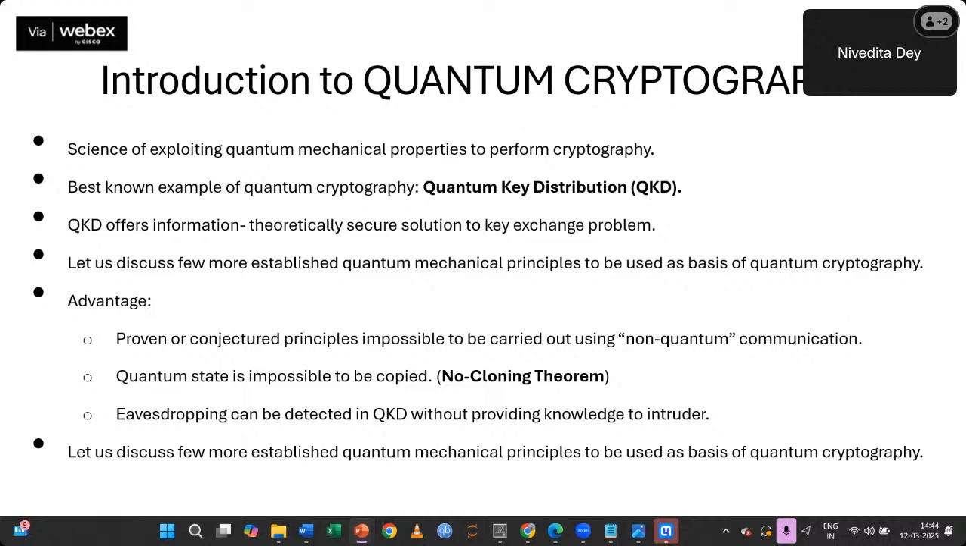And for that, there are certain technologies existing for quantum cryptography, which we will be discussing a bit today. So the science of exploiting the quantum mechanical properties to perform cryptography is called quantum cryptography. Okay, because we will be exploiting the quantum mechanical properties in order to do that. Second, the best known example of quantum cryptography is quantum key distribution. Another one is quantum random number generation, QRNG and QKD. So QKD offers an information theoretically secure solution. Focus on this. It is an information theoretically secure solution to your existing key exchange problem.